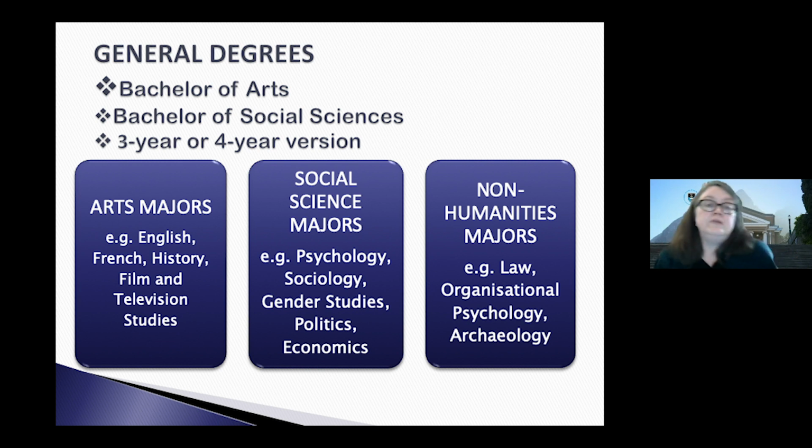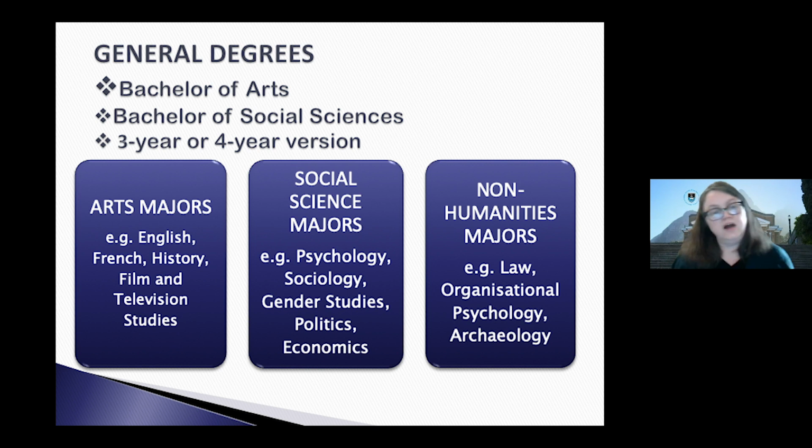The other thing to remember about the general degrees is that the Bachelor of Arts and the Bachelor of Social Science are the same degree. They have the same rules, the same structure, the same number of courses overall. They're at the same level. The thing that makes the difference between them is your majors. If you have arts majors or social science majors, it gives you the flavor of the degree.